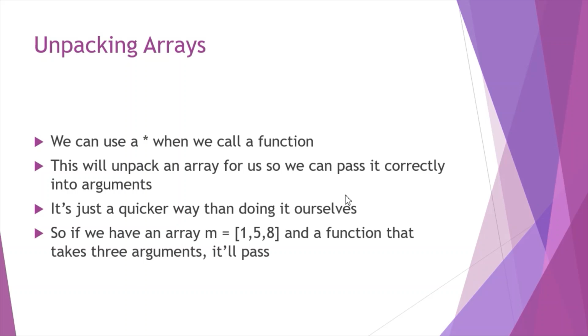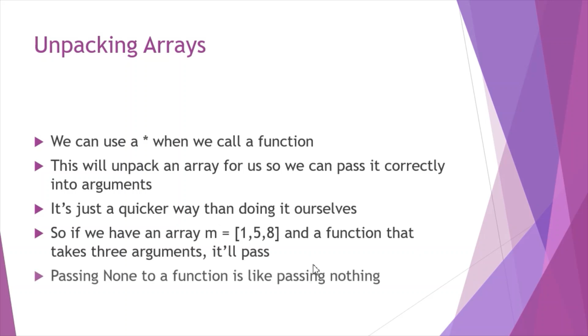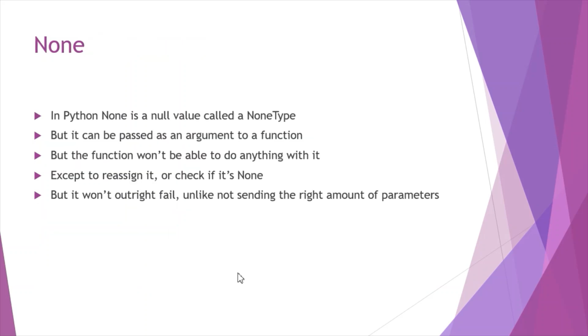So, as I say, just another example here. If we have an array m equals 1, 5 and 8, and a function that takes 3 arguments, it'll just pass 1, 5 and 8 straight to the function. Passing none to a function, though, is kind of like passing nothing, but not really.